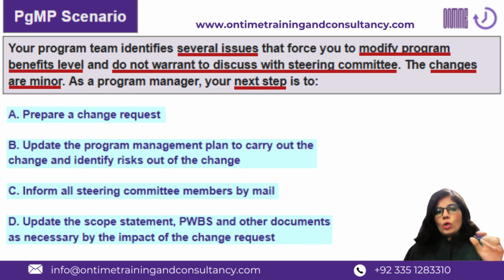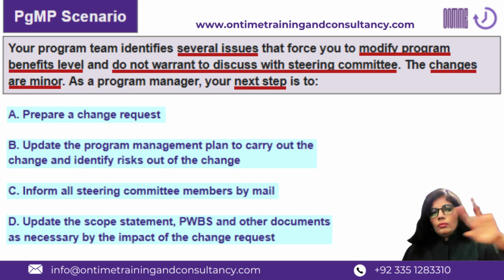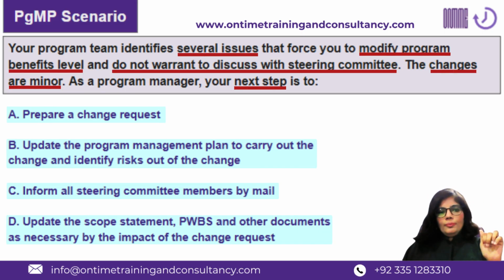So if I have to order it, I would say A, then D, then B, and then C. Communicating to the steering committee members by email or whichever communication channel as per the communication management plan is also needed. So just because the steering committee is not expected to approve a change doesn't warrant that you are not going to inform them about the change as well.